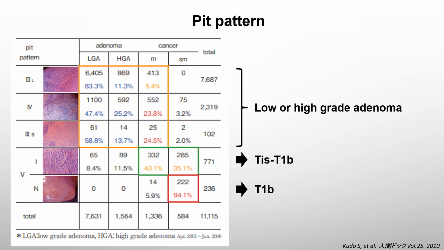Pit pattern types 3S, 3L, and 4 correspond to low or high-grade adenoma. Pit pattern type 5N corresponds to submucosal deep invasion cancer. On the other hand, pit pattern type 5I corresponds to mucosal cancer to submucosal deep invasion cancer. It includes regions of a wide range of depths.